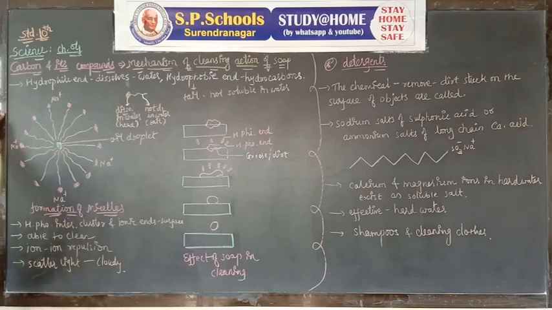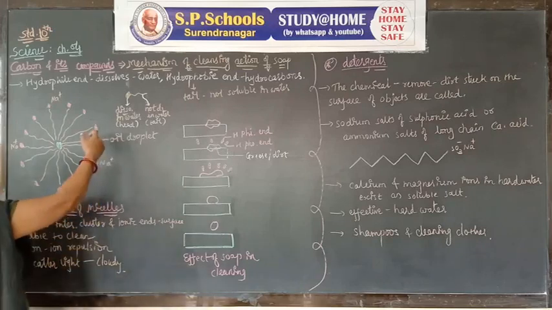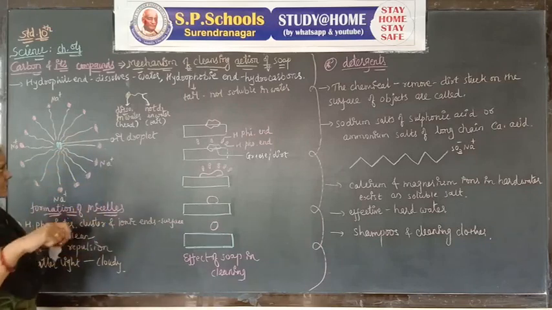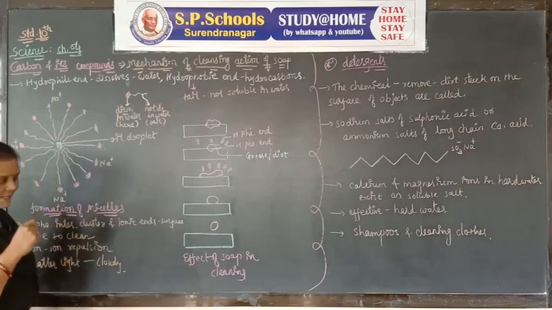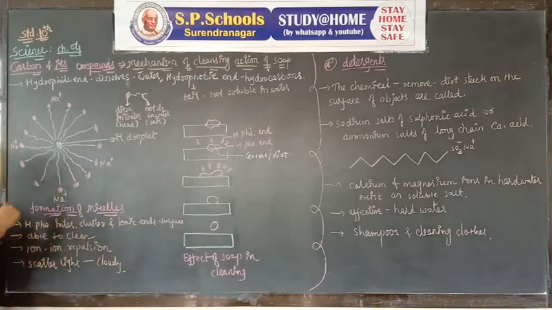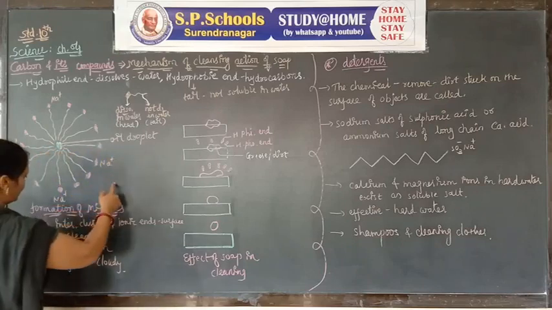When we apply the soap on the cloth, the two ends combine together, one that can be dissolved in water and the other that cannot. The formation of micelles occurs, with the sodium ion Na plus. Here the oil droplet is formed.